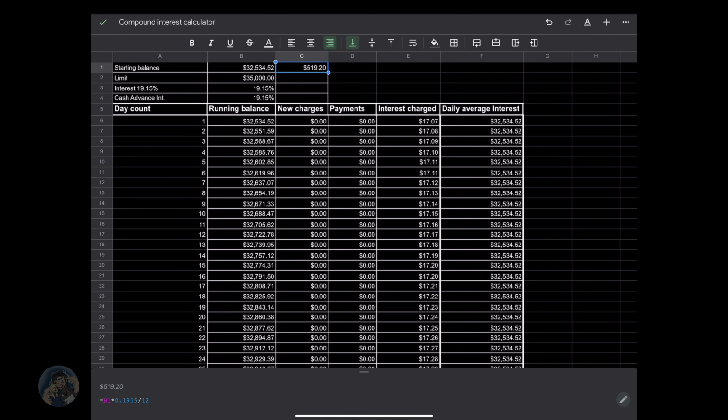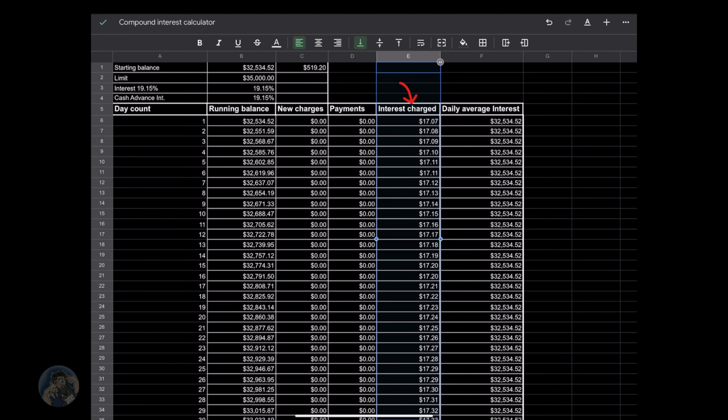So we'll do two examples here. So you have column E. Column E is the daily compound simple interest calculation. And then column F is the daily average simple compound interest.